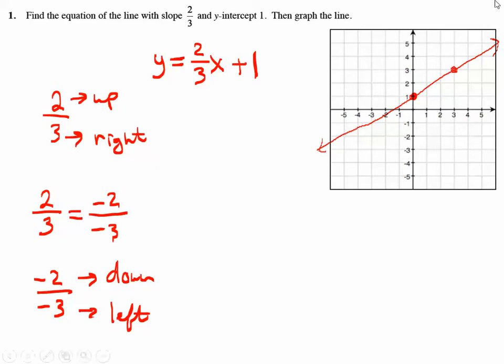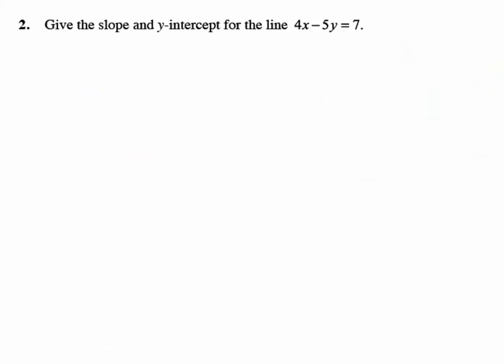Okay, the only problem is many times it's not set up like this. Not set up as y equals something already. So if it isn't, then what we have to do is solve for it. So can you solve for y first? Once you solve for y, I'm not going to make you graph it, but just tell me what's the slope and what's the y-intercept, or what's the m and what's the b.